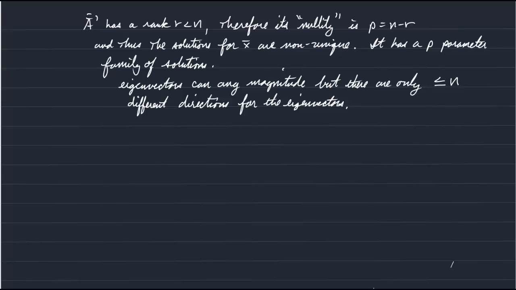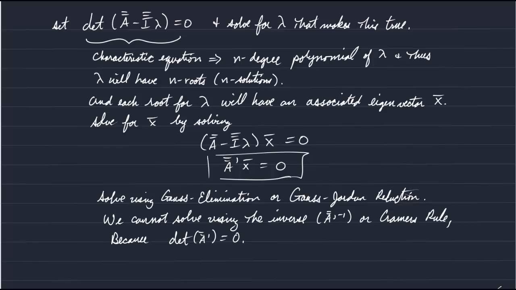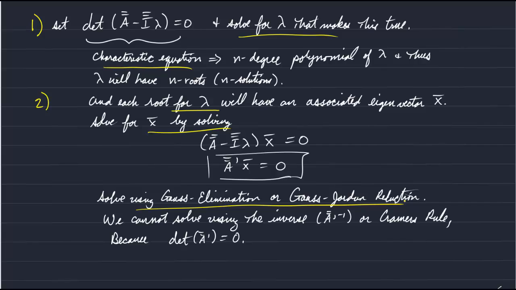So I've outlined basically a two-step process for solving the eigenvalue problem. The first step was to set the determinant of the modified matrix A minus I lambda equal to 0 and solve for the lambdas using the characteristic equation. And then the second step was, for each solution for lambda, solve for the associated eigenvectors by substituting that lambda back into the equation and solving for x using Gauss elimination or Gauss-Jordan reduction. So 2 steps. And so that's how you do it.